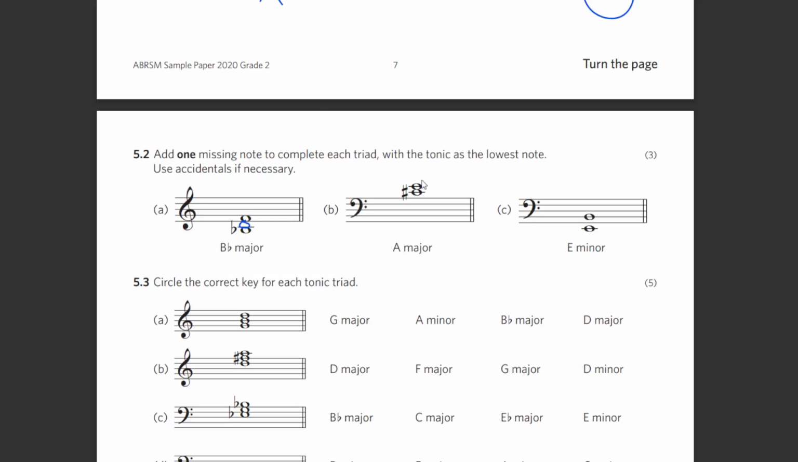A major, you have C sharp and E, so the next note you need is A, so A here. Then E minor, you need E, G, and B. E minor is the same as G major for key signature, so you only have F sharp. So don't need to put any accidentals here.